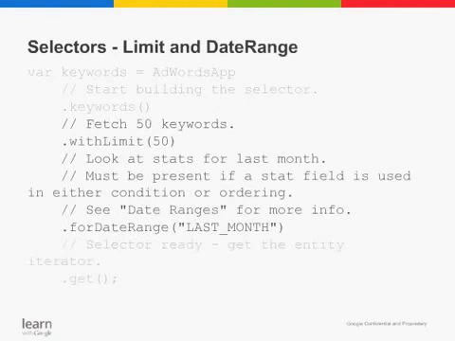Here, we can specify a limit. This is very useful when using an ordering, so you could look at the top 50 keywords or the bottom 50 performing text ads. You can also specify a date range to say, I want to look at the ads over the last 7 days or the last month, for example, that have certain performance metrics.